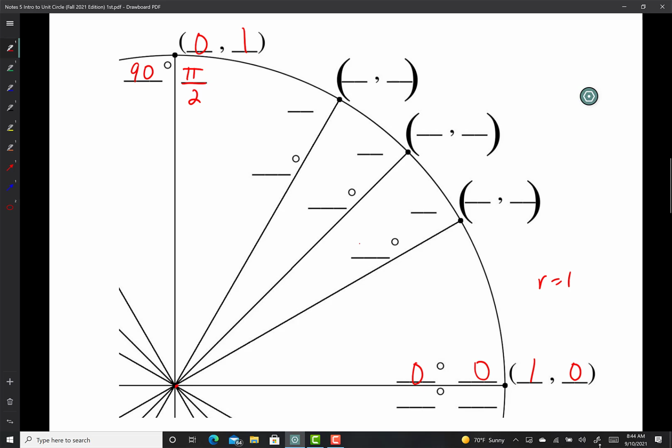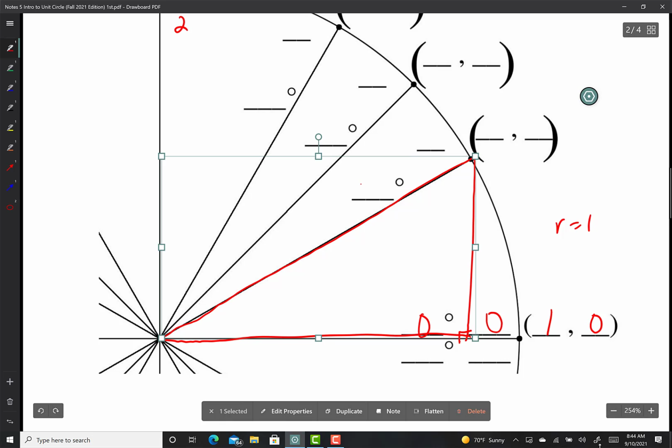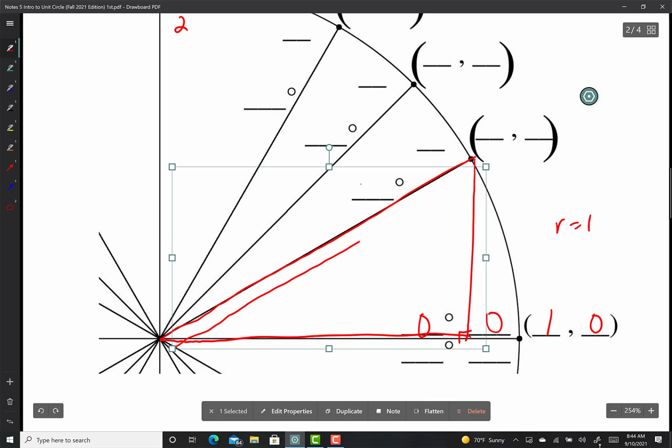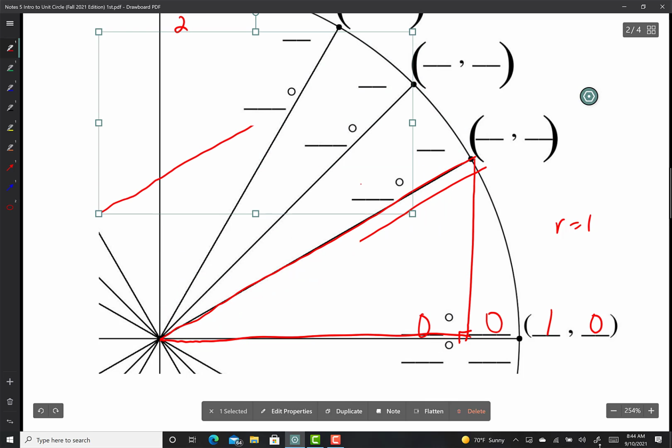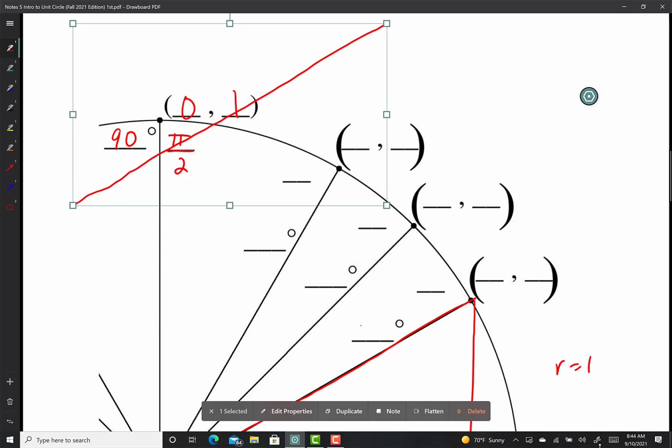We're okay so far? All right. I want you to focus your attention on this triangle in red. Do you guys see that triangle in red? Let me see, can I copy it, duplicate, and then move it? I just did that one line. That's fine.